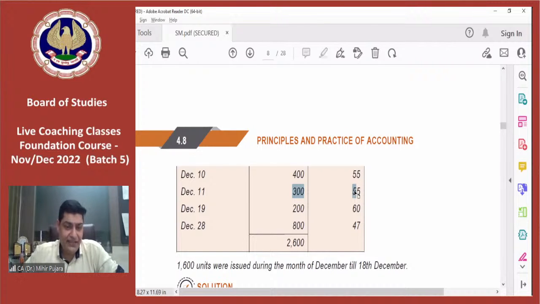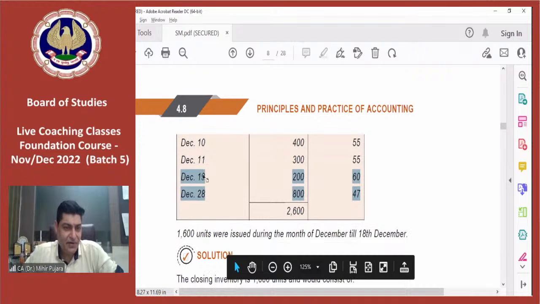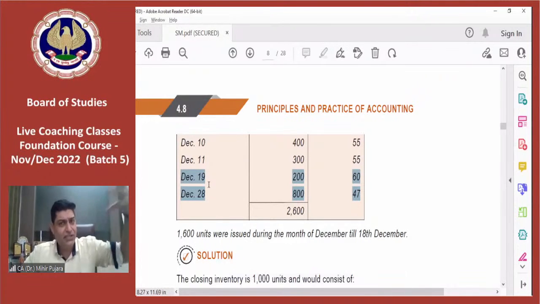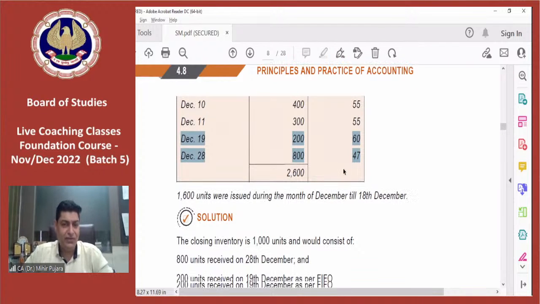So it means at the end of the month, the last purchases, clear it guys? The last purchases will be in my closing stock because the initial purchases have been issued. So these two last purchases will be in my closing stock. I will have a closing stock of 1000 units, out of which 200 have a purchase price of 60 and 800 have a purchase price of 47.